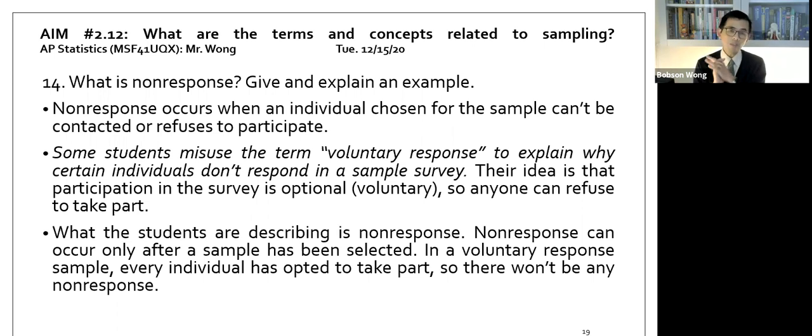But non-response would be, I send you a link to my survey by email, and you choose not to respond because you think it's spam. Or you never got my email because my email got sent into your junk mail folder. That is non-response. It's not voluntary response.